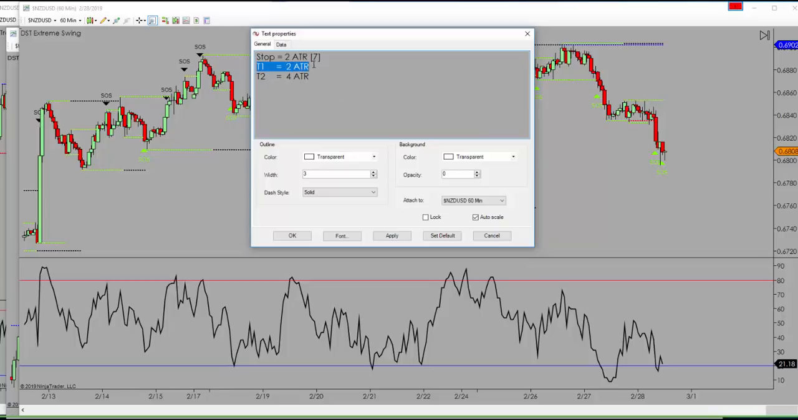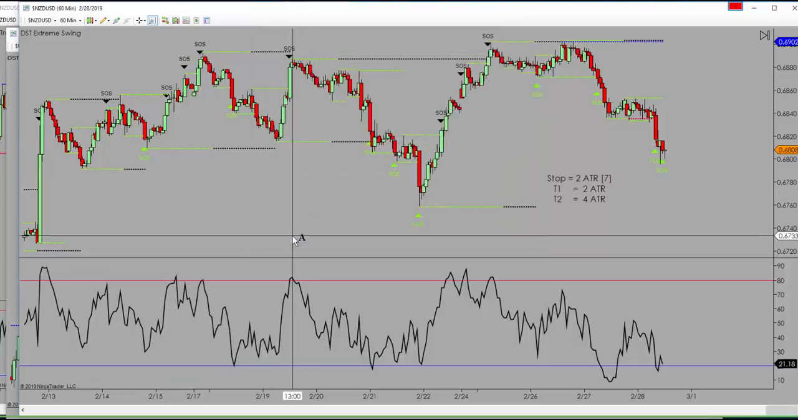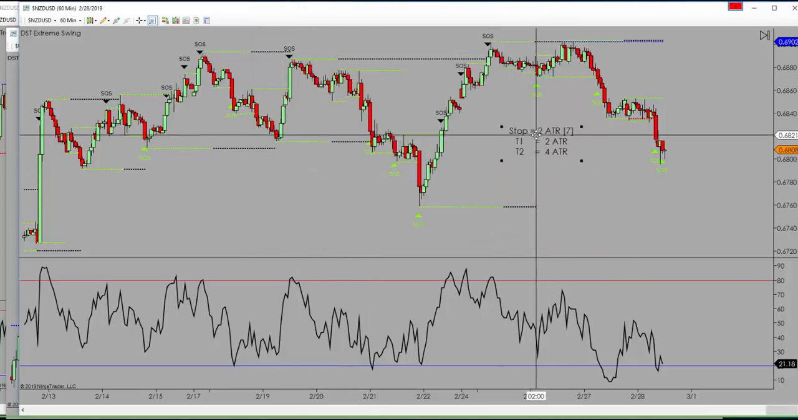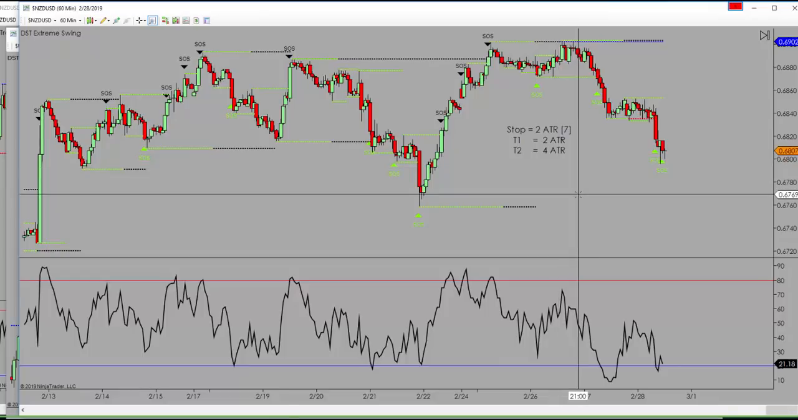You're going to have a higher win rate on your scalper. You're going to have a lower win rate on your trader, your 4 ATR target, or your 2R. But it's highly likely that that second one will produce more net profit overall.